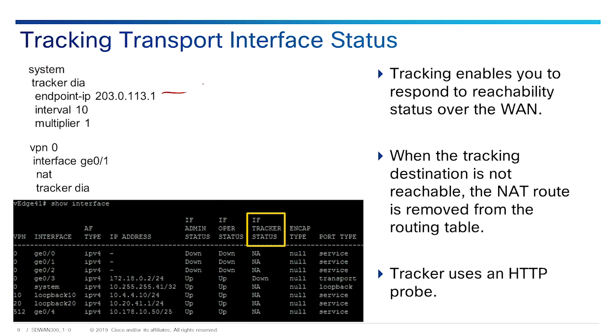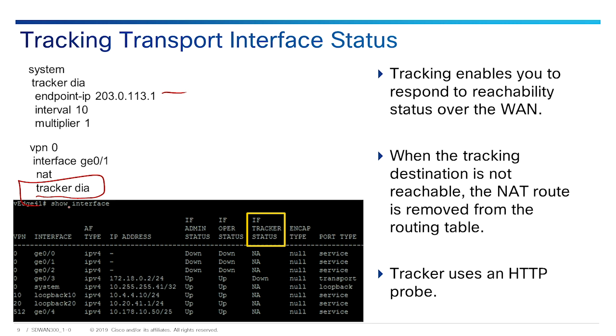203.0.113.1. If you're wondering, that's an experimental range for documentation purposes. I saw this slide and I checked to see who that was, and it turned out it's just an unusable IP address. Okay? And then we're specifying the tracker here to use it under VPN 0. Basically, what we do is we send an HTTP probe to that endpoint IP with an interval of 10 seconds, and the sequence is sent one time.